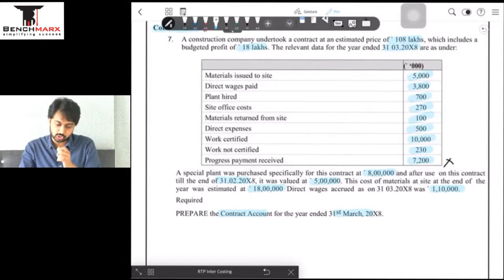The only thing to be remembered is wages paid को add करना है अपना outstanding. अपने को expenses नहीं, अपने को plant का depreciation है, that is 8 lakh minus 5 lakhs, and we have to also write materials at stock at the end of the year on the credit side, and materials returned will also come on credit side. All other things are simple copy and paste. कुछ भी नहीं करना है.